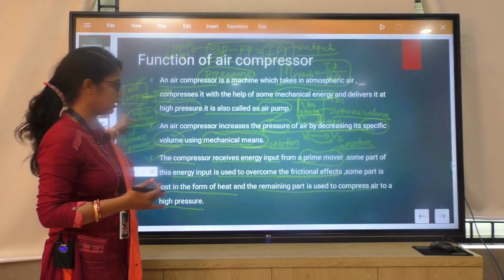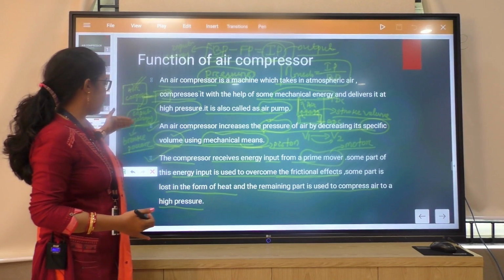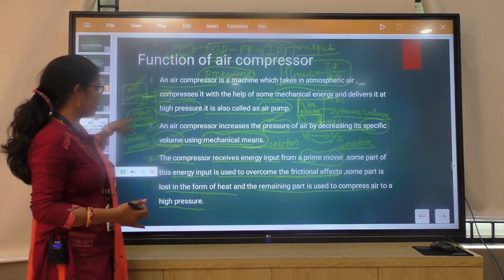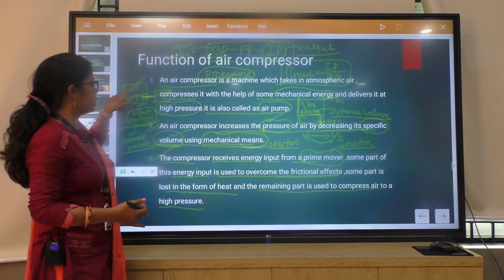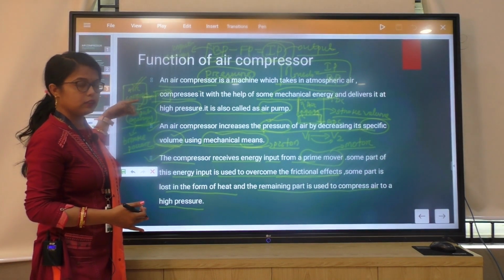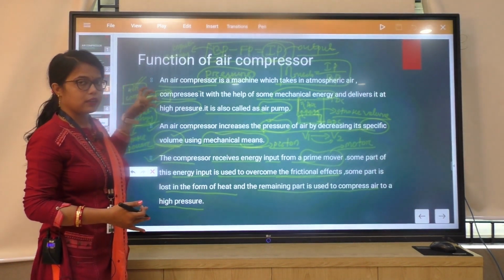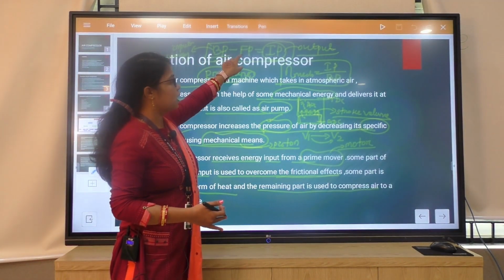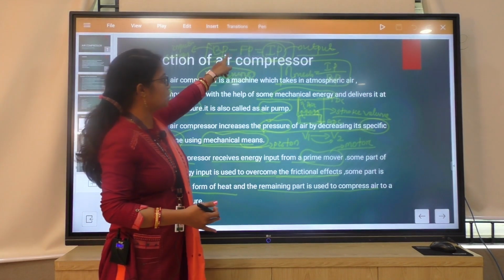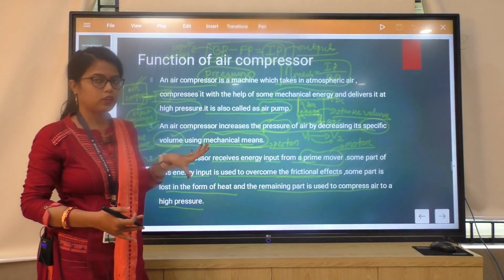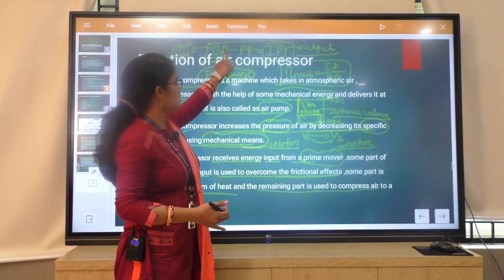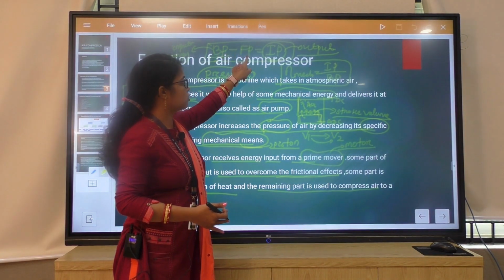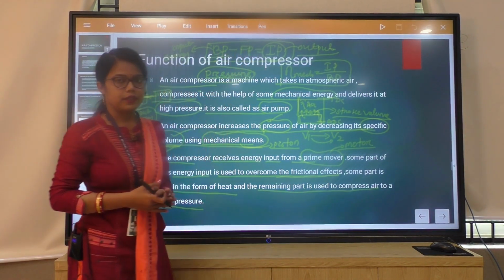We are providing that input energy, and that brake power is the input energy. After that, the piston is reciprocating, that is the output, and that is called indicated power. In the middle, some part is lost due to friction, and that should be subtracted from the input energy. So, brake power minus frictional power is equal to indicated power.